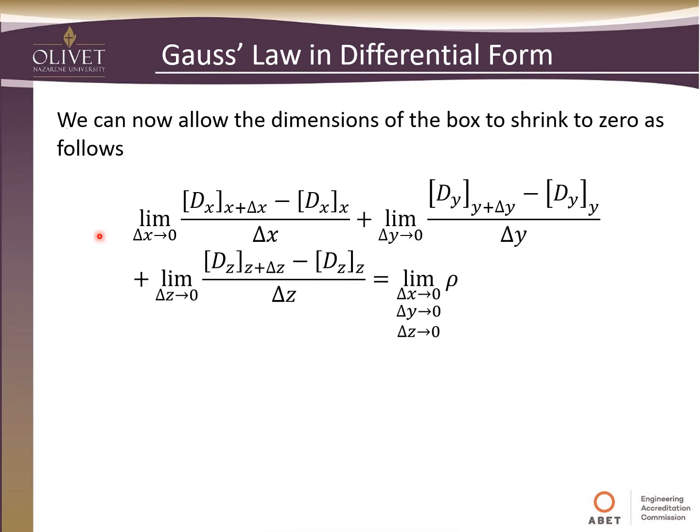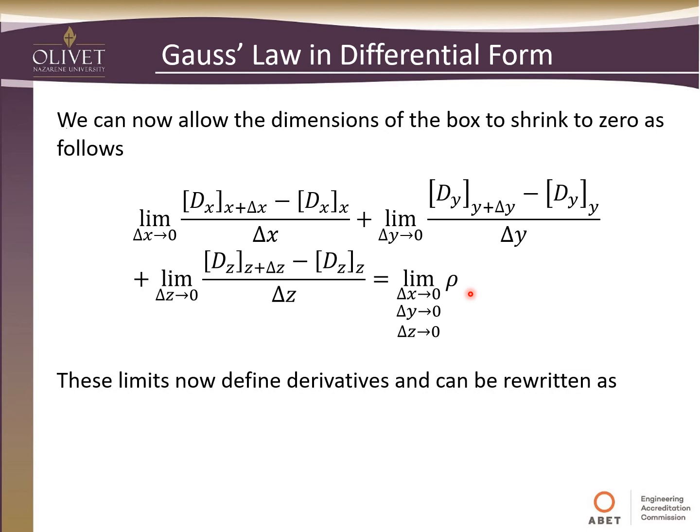So when we do that, we go ahead and take the limit. In this case, it's just delta x, this time delta y, this one delta z. This doesn't vary with the volume, so these are our basic definitions. So we can rewrite this then as the partial of Dx with respect to x, the partial of Dy with respect to y, and the partial of Dz with respect to z. Again, this is all just basic calculus, first semester calculus, and it's equal to rho.